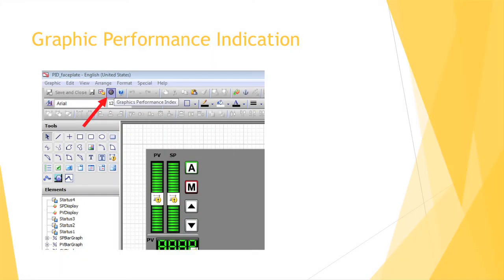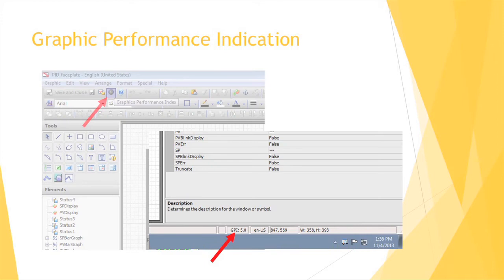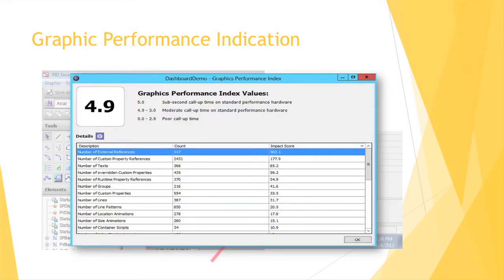Another tool in the graphic editor is this graphics performance indicator. There's a new button on the toolbar. At the bottom, it'll show you this GPI index number. It's a number that tries to tell you how heavy your symbol is. How slow is it going to load? Higher numbers are better, lower numbers are worse. It just tries to give you an idea of the speed with which it will load in Window Viewer.